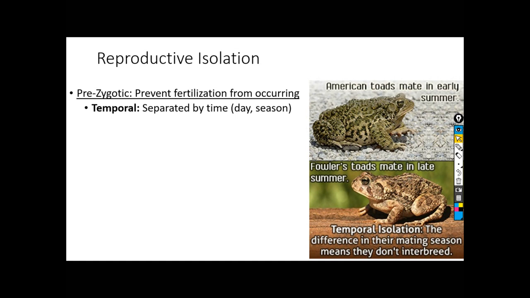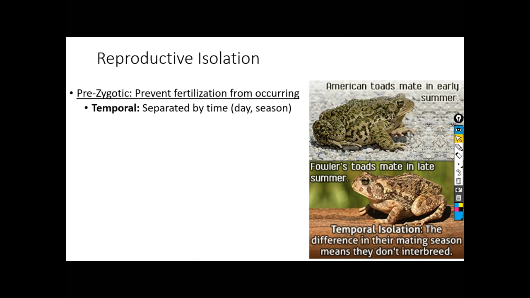So I have a toad example up here. I have two very similar breeds of toads here in America. They actually live in a very similar location as well, but their breeding season is separated by a handful of months. The American toad breeds in early summer, May and June, and the Fowler's toads breed in late summer, July, August, early September.